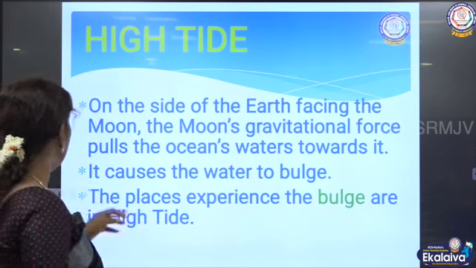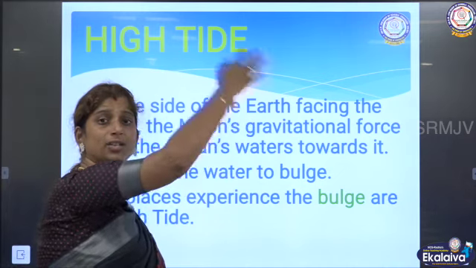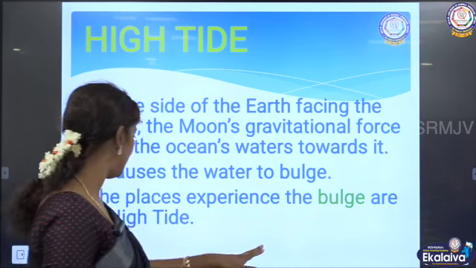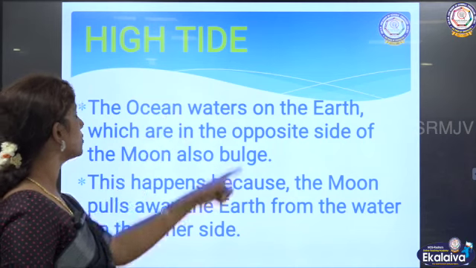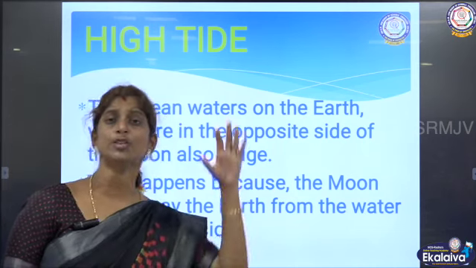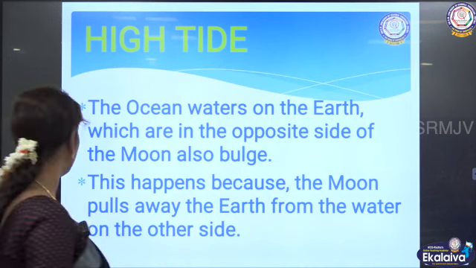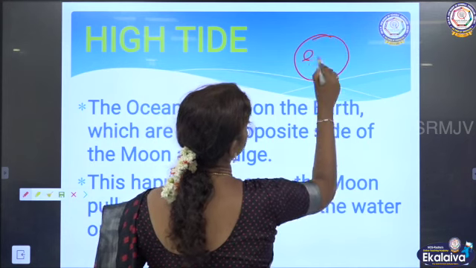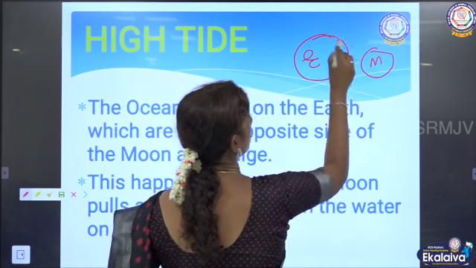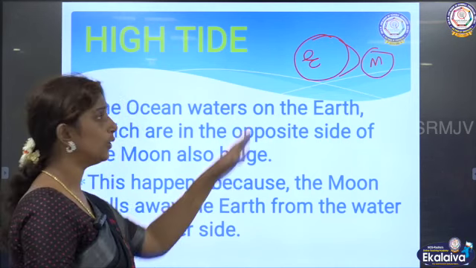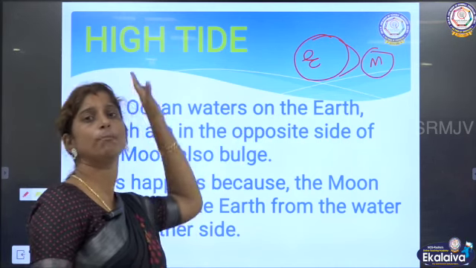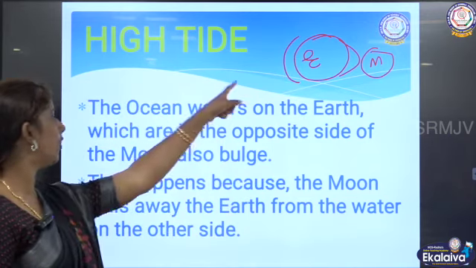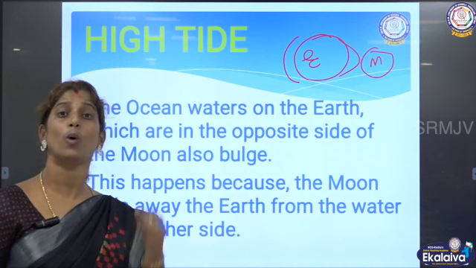That's all. So this part, as I told you, the part where the moon faces the earth, will be experiencing the high tide. Now the ocean waters on the earth which are on the opposite side of the moon. So here, this is earth and this is moon. I told you this side is facing a bulge, right? So the ocean waters on the opposite side will also experience a bulge. Why?